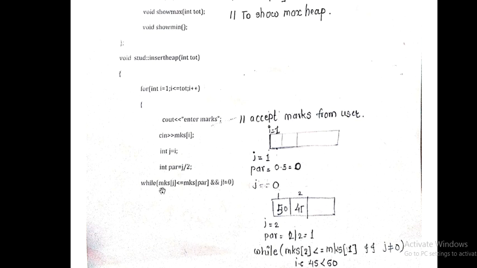Now we have to check whether j is equal to 0. Is j equal to 0? No. So we have to check now this condition, marks of j. What is j? 2. So whatever the marks at 2, whether they are less than the marks of partition. Partition is what? 1. So whether they are less than marks of 1: here marks of 2 is 45, marks of 1 is 50. Is 45 less than 50? Yes, it is less than. So if this while condition is true, what is the next thing we have to do?